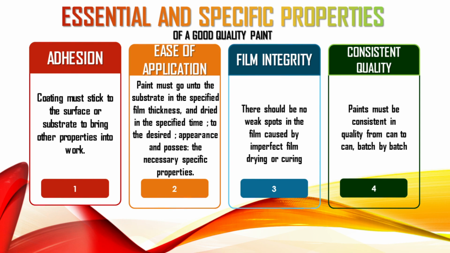While on the ease of application, paint must be easy to apply by the method prescribed by the manufacturer or of the user. Paint must go onto the substrate in the specified film thickness and dry in the specified time to the desired appearance and possess the necessary specific properties. The film integrity: the cured or dried film of paint must have all the film properties as claimed by the manufacturer. There should be no weak spots in the film caused by imperfect film drying or curing.